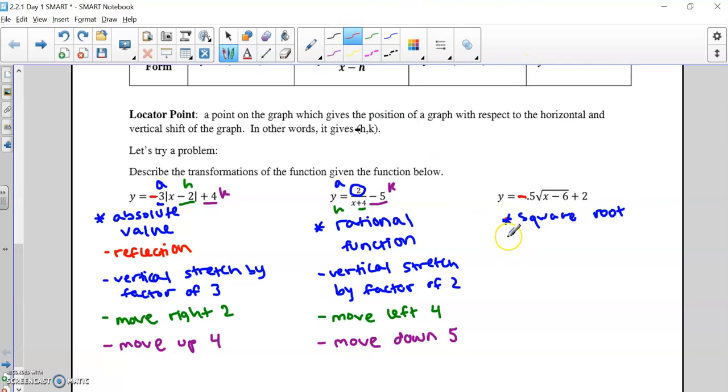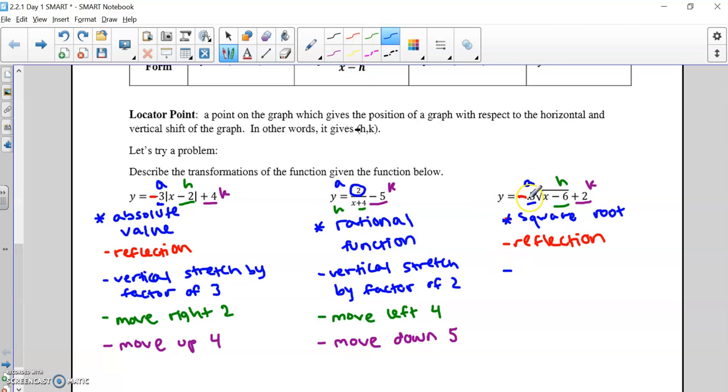All right, so we have our reflection. We have our h here. It's a negative 6. Oh, I forgot to point out the a first. And we have a k of positive 2. All right, so let's look at what all those do piece by piece.